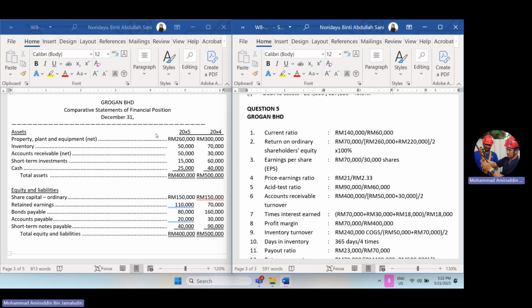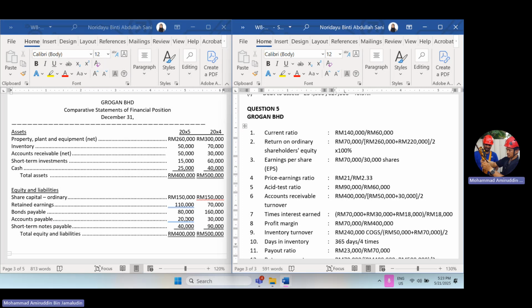Our current asset is 50,000 plus 50,000 plus 15,000 plus 25, so you will get 140,000. For year 20x5, the question asks you to compute the 20x5 ratio. Your assignment covers both years, you must compute, right? So 50 plus 50 plus 15 plus 25, total current asset is 140 for year 20x5, over current liability.